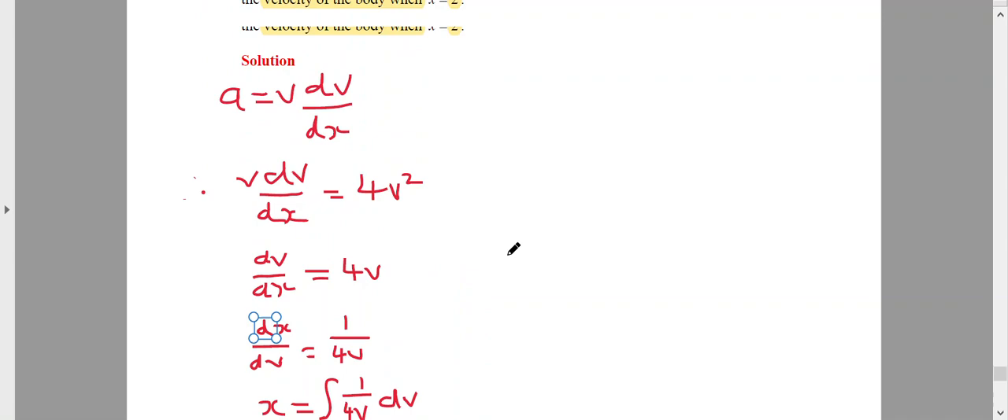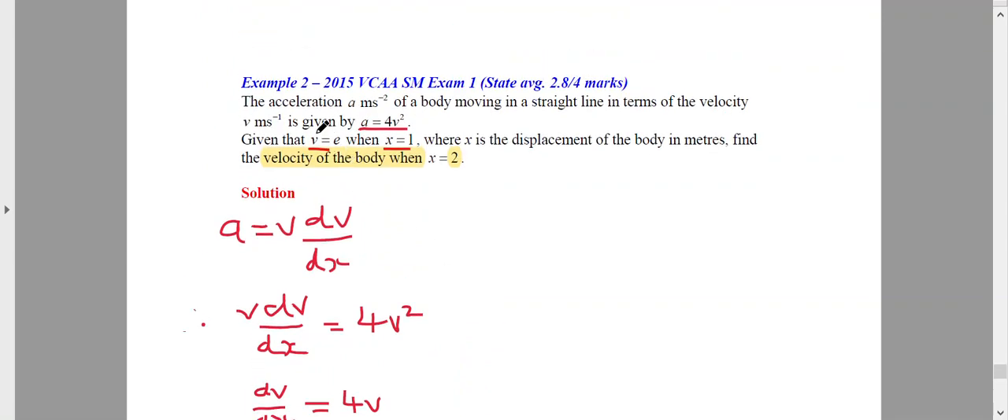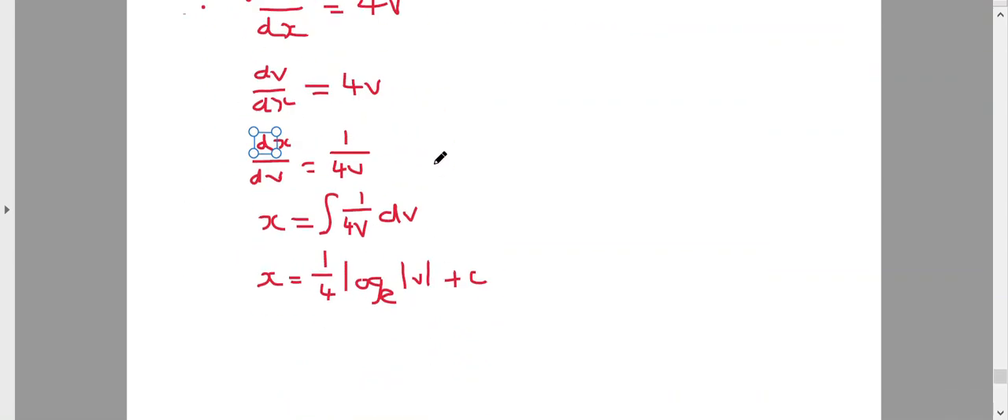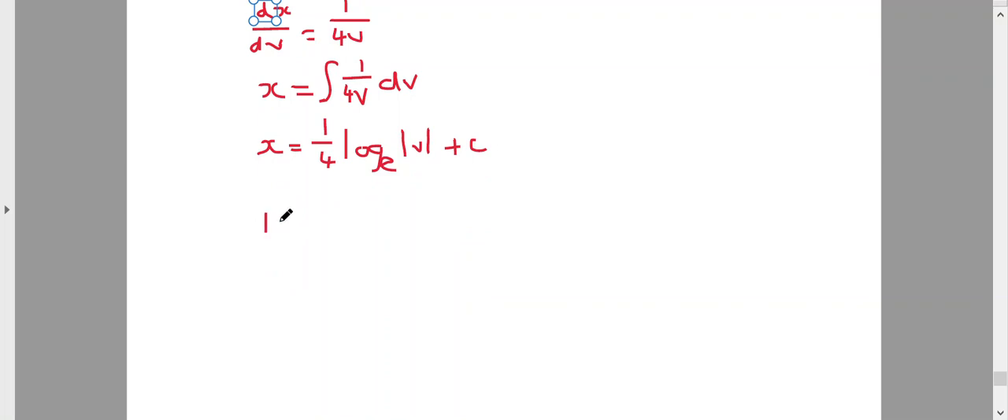And I use my initial conditions. When v is e, x is 1. So x is 1, v is equal to e. So that will give me log e of e. Log e of e is 1. Okay, so it's multiplied by 1 plus c. Rearrange that equation. C will be 1 minus 1/4, which is 3/4 for the value of c.